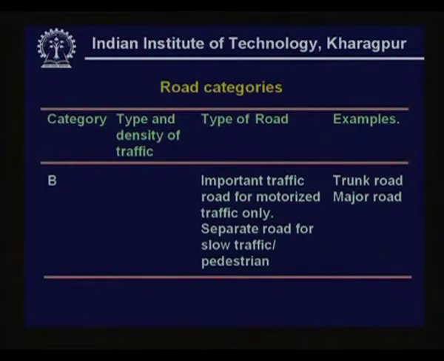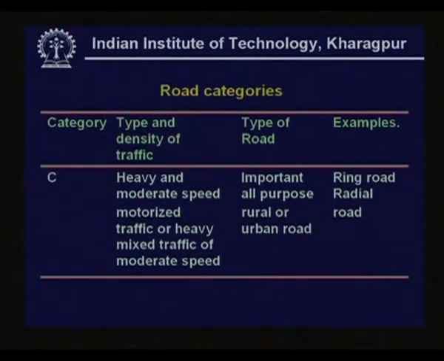As opposed to this, we have slightly lower density and lower speed traffic termed category B. This could be a trunk road or a major road in a city, where we have a main road meant for vehicular traffic with adjoining streets for slow traffic and pedestrians, as we find in metros.